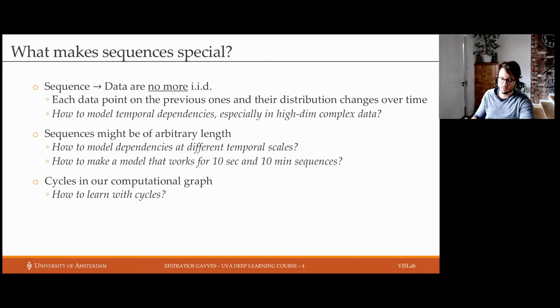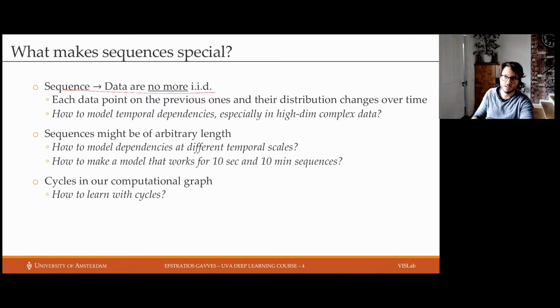What makes sequences special? Why can't we just use regular MLPs or regular convolutional neural networks? Well, for one, a very big difference is that with sequences we've got no more IID data. We cannot assume that our data is independent. Well, by definition it's not independent because it comes in a sequence, right? So every next observation depends on all previous observations, since we have a sequence of data. And the distribution changes, so they're not identically distributed. Given my past, the distribution of my future will change.